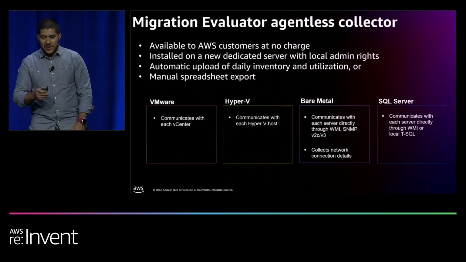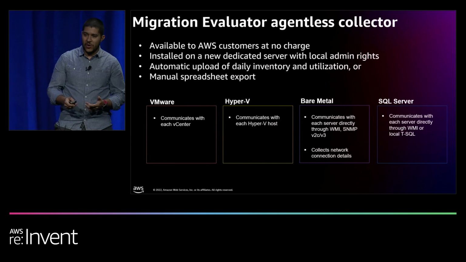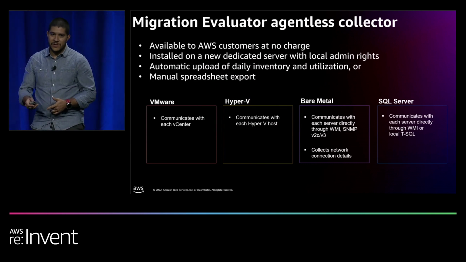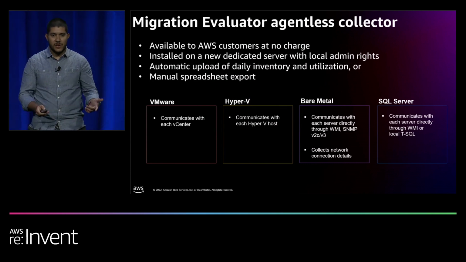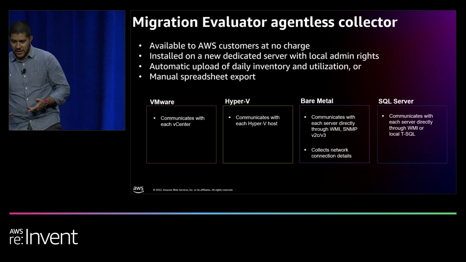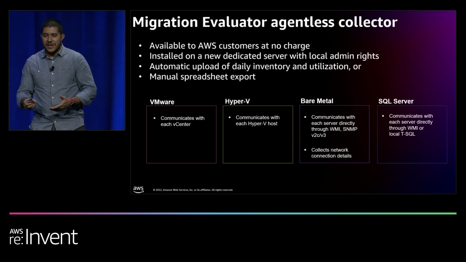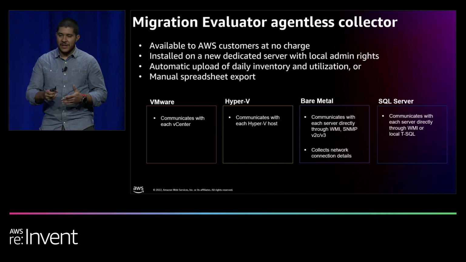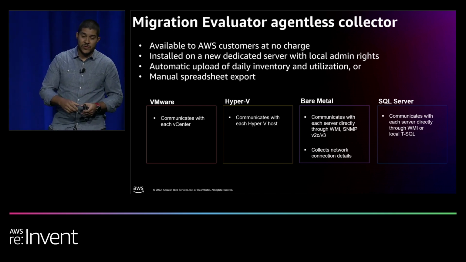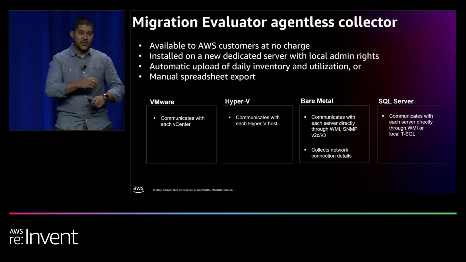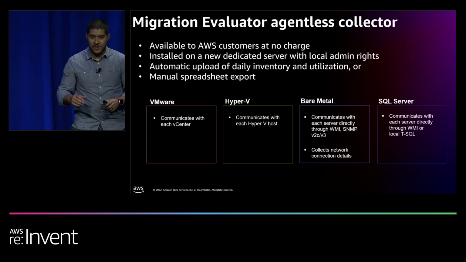So Migration Evaluator is an agentless collector provided by AWS at no charge for partners and customers. And since I just told you, it is an agentless collector, you don't have to install a bunch of agents on a bunch of servers.